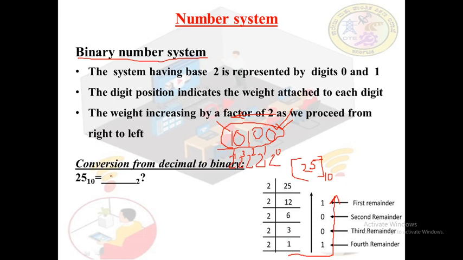1 1 0 0 1. This is the equivalent binary form of 25. Here it is given.